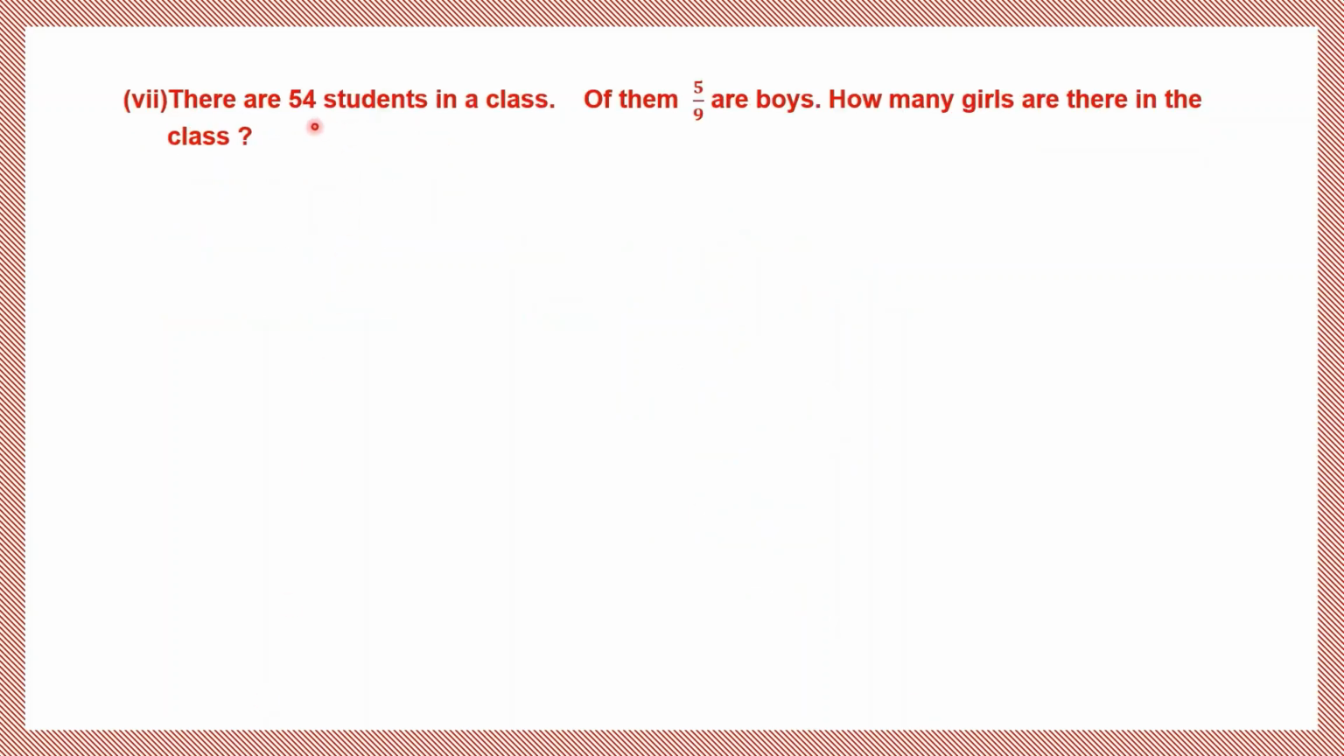There are 54 students in a class. Of them, 5 by 9 are boys. So 5 nines of 54 are boys. So how many girls are there? So first we must find out how many boys are there. Then when you subtract the number of boys from the total number of students, you will be able to find out how many girls are there in the class. So we start by saying number of students in a class is 54. Then of them, number of boys we need to find. We know that 5 nines of them are boys.